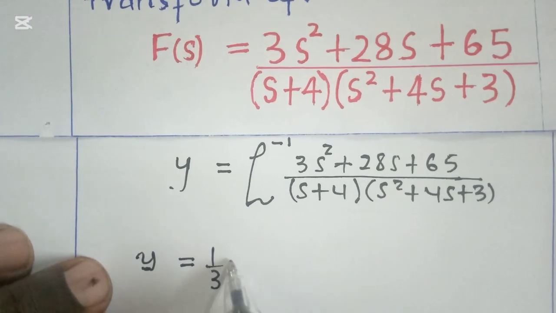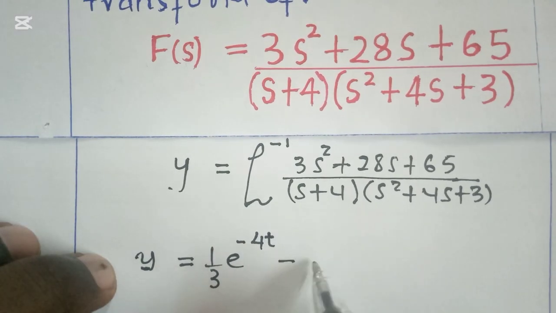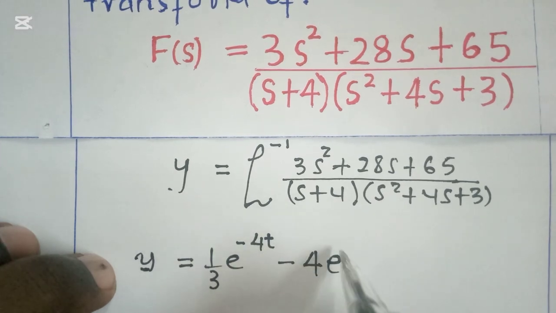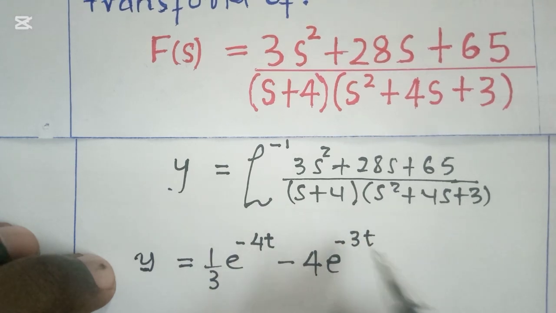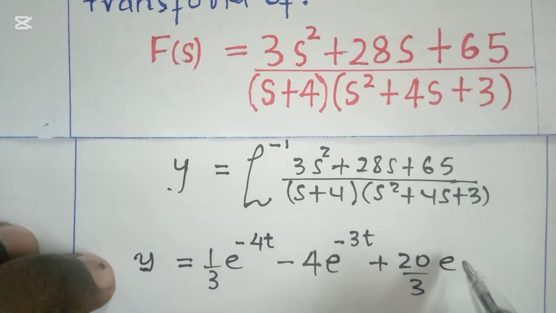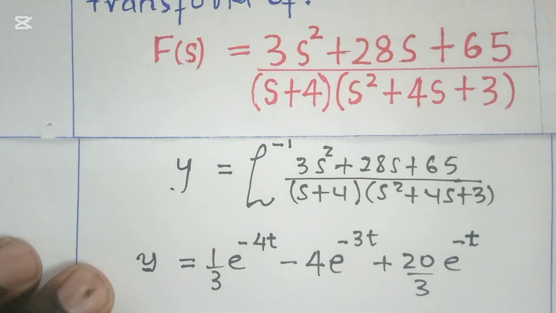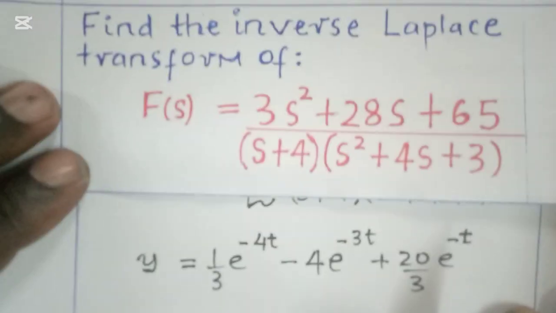So y is now equal to e raised to negative 4t, that's what I found, minus 4e raised to negative 3t plus 20 all over 3 e raised to negative t. So guys, that is how I did the answer that I found while I was doing this problem.